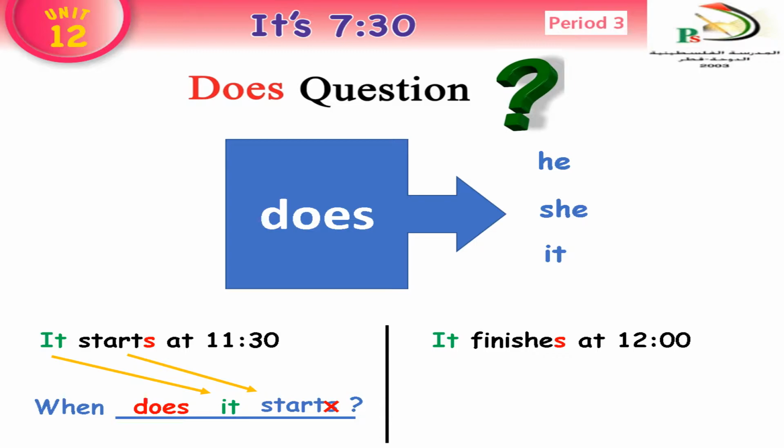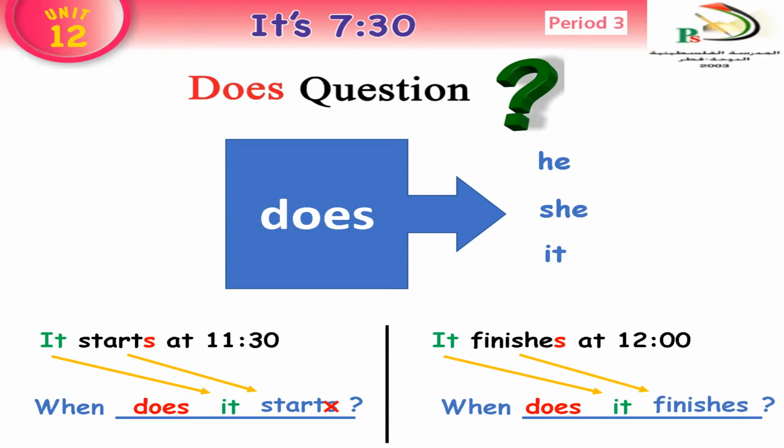Here there is another example. It finishes at 12 o'clock. If I want to make the sentence a question, I will use when does it finishes. Is it correct to say when does it finishes? No, I will take out the s because here in this question we have does. When you see does, you will take out the s. Thank you, my lovely student.